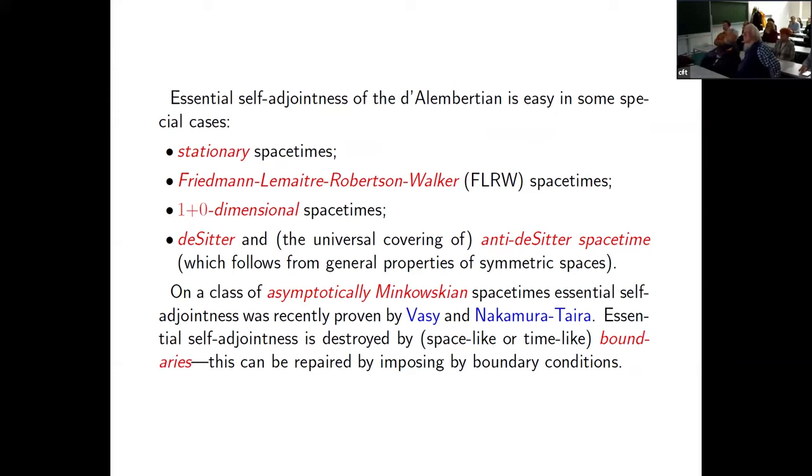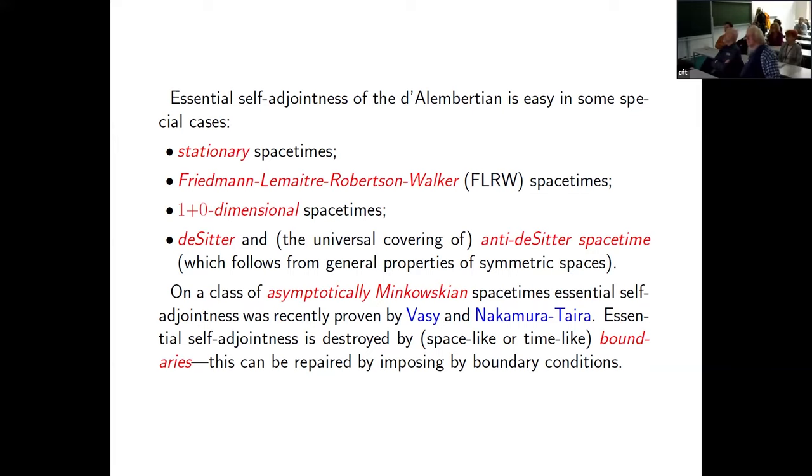Now, there is a question of essential self-adjointness of the D'Alembertian. This is sometimes easy. You probably know that it is often easy to check that an operator is Hermitian or symmetric, but proving that it extends uniquely to a self-adjoint operator, which is what we need in most cases, is sometimes a difficult mathematical problem, and here it can be really difficult. It is easy if the space-time is stationary. It is quite easy if it is a Friedmann space-time, or a de Sitter or anti-de Sitter space-time. This is not so easy, but still doable.